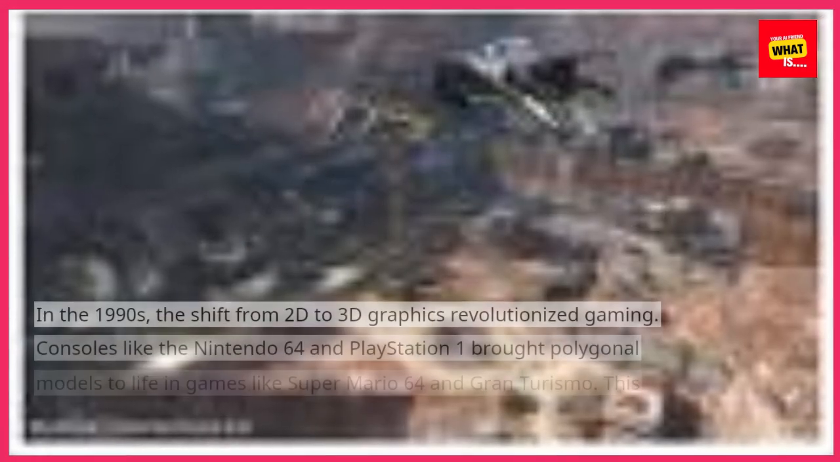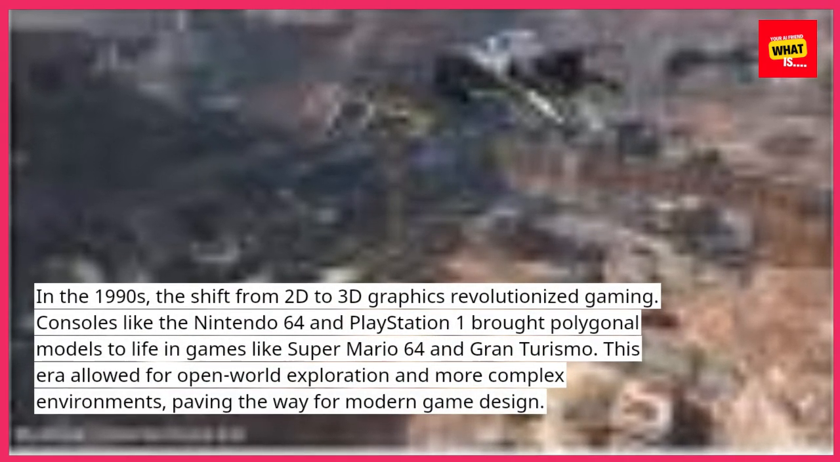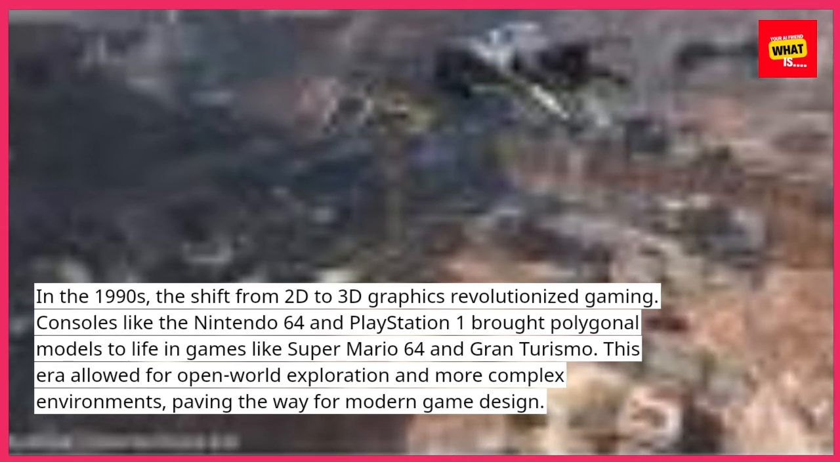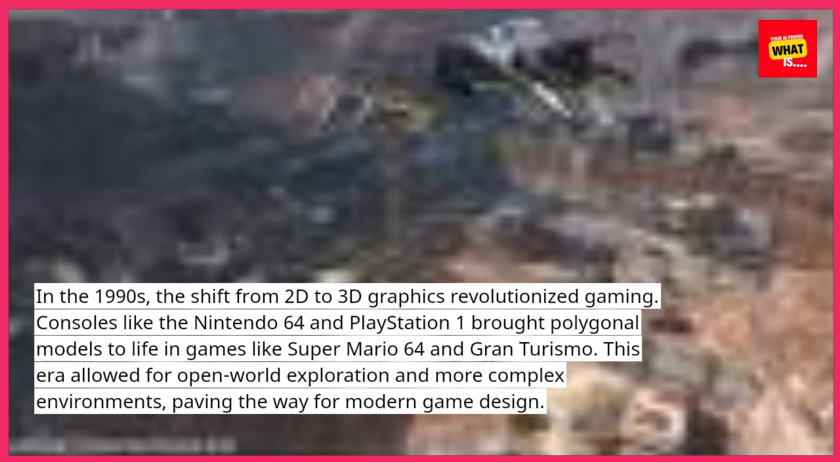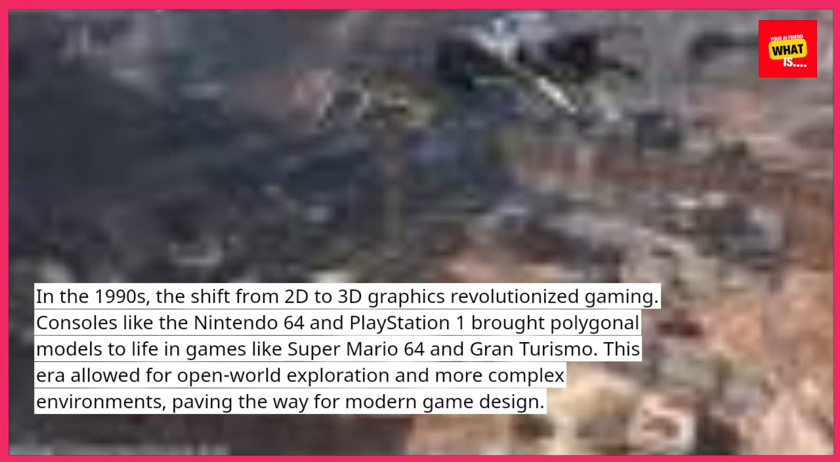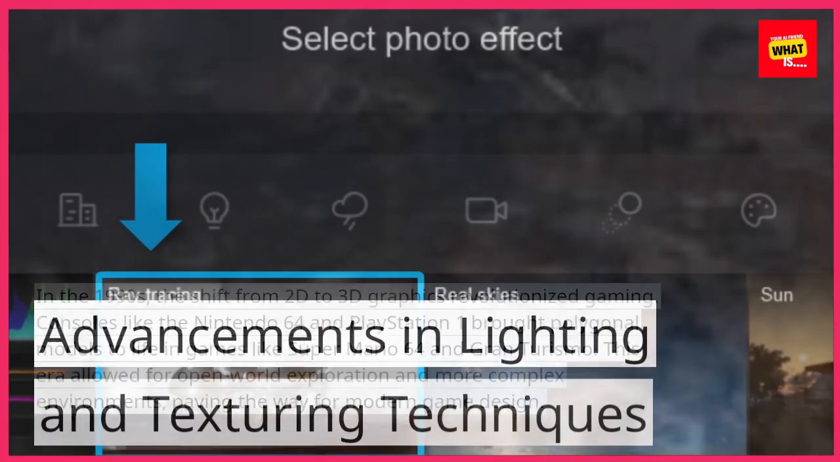Introduction of 3D graphics and virtual worlds. In the 1990s, the shift from 2D to 3D graphics revolutionized gaming. Consoles like the Nintendo 64 and PlayStation 1 brought polygonal models to life in games like Super Mario 64 and Gran Turismo. This era allowed for open-world exploration and more complex environments, paving the way for modern game design.